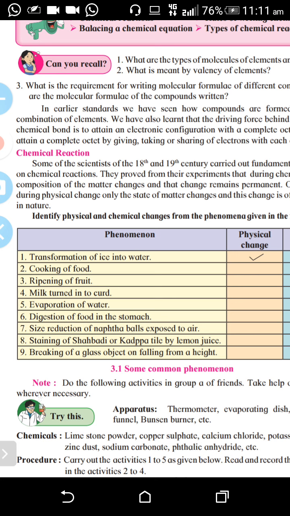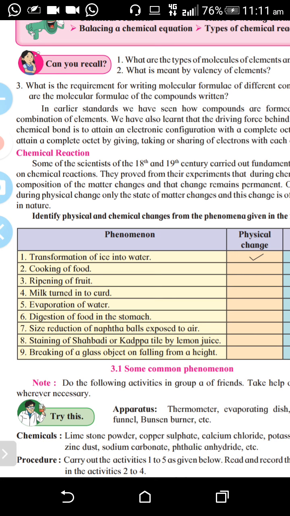Breaking of a glass object on falling from a height. What happens to the glass object? Yes, it breaks, but then again you can melt it and form a glass article. So you must know what are the physical changes and the chemical changes. Chemical change is irreversible, whereas physical change is reversible. From a physical change you get the original substance back, but from a chemical change you are not getting the original substance back. Some new substances form, and their chemical properties are changed.